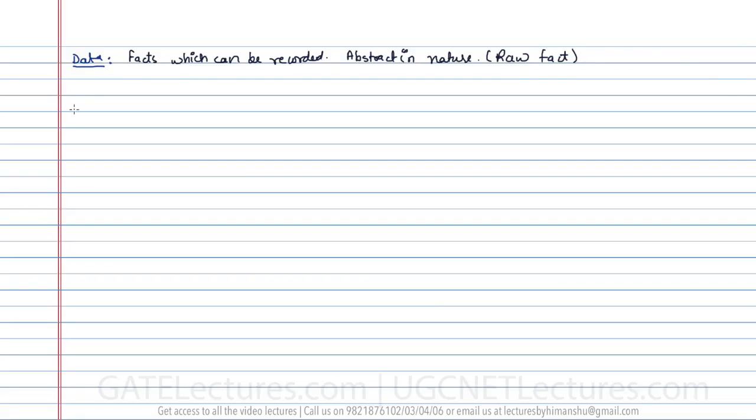Now when you say something called information, this information is created using data. So you can say information can be defined as the data with some added meaning. That means you should be able to acquire some kind of information. You should be able to derive some kind of meaning from the data. That is called information.